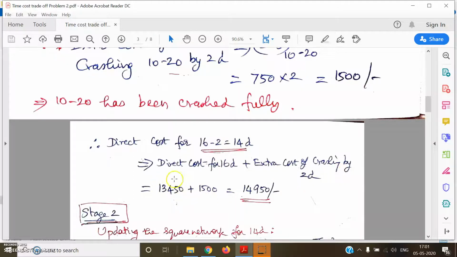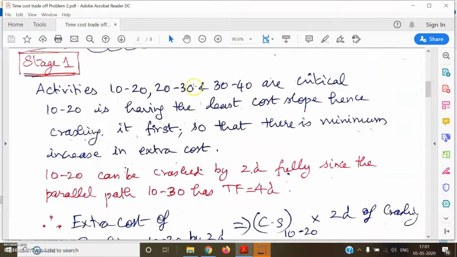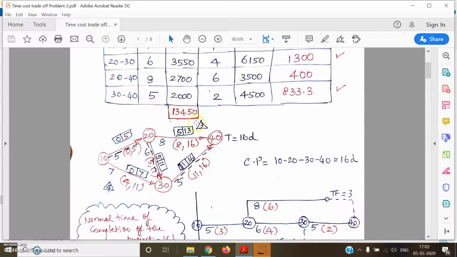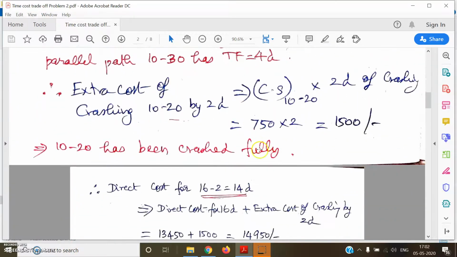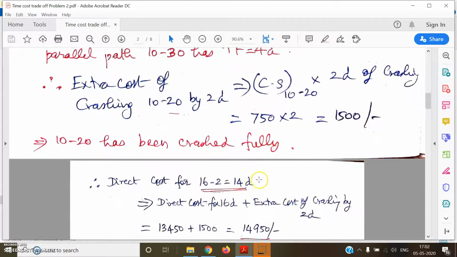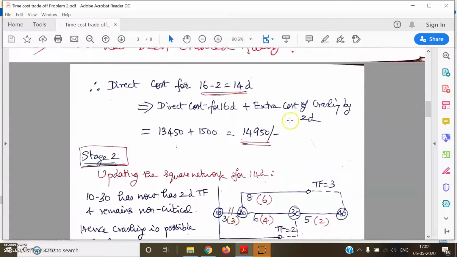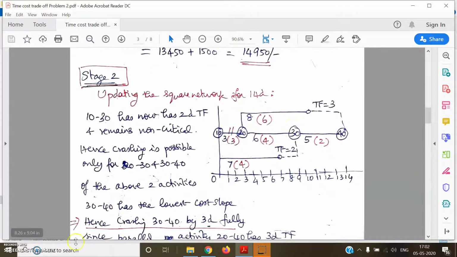So the direct cost for 16 days we have already calculated, and it comes out to be 13,450, plus the extra cost of crashing, which we have calculated as 1,500 rupees. So the total direct cost for 14 days of completion is 14,950 rupees. Okay, so this is the first stage. Now we'll go to the second stage of crashing.